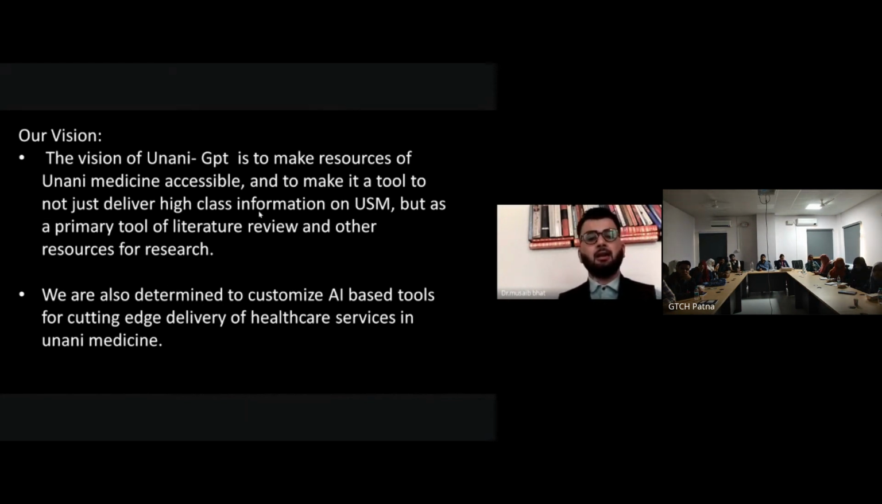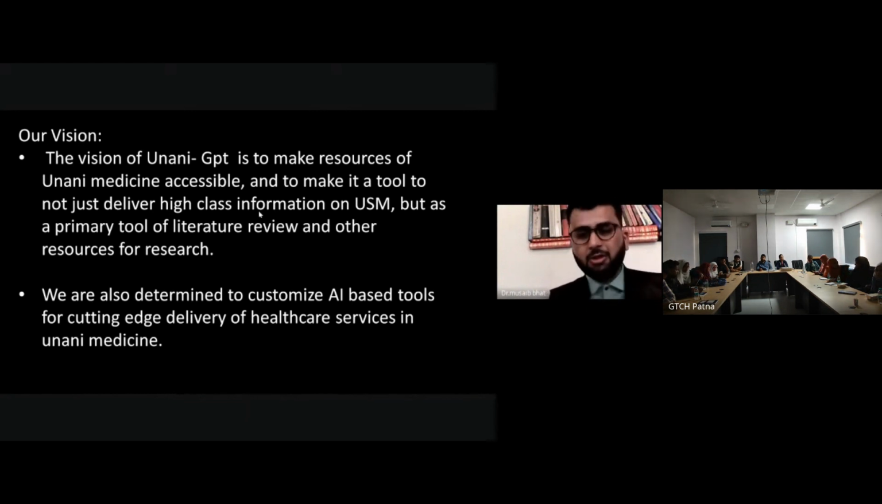class information on Unani, but as a primary tool of literature review and other resources for research. So this is our vision. We want to make it a high class tool. We want to make it a prominent tool for research, for literature review, and for supplementing research, or for generating information regarding different types of research that could be done in Unani medicine.